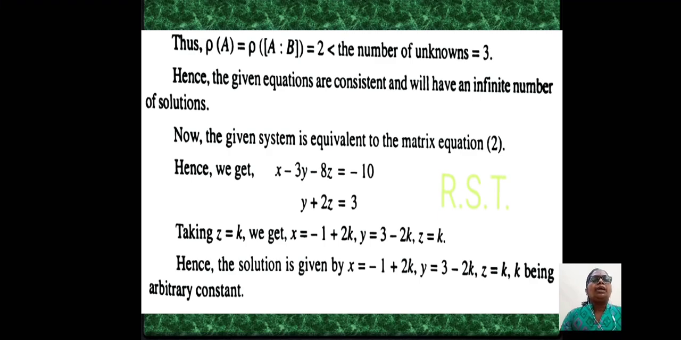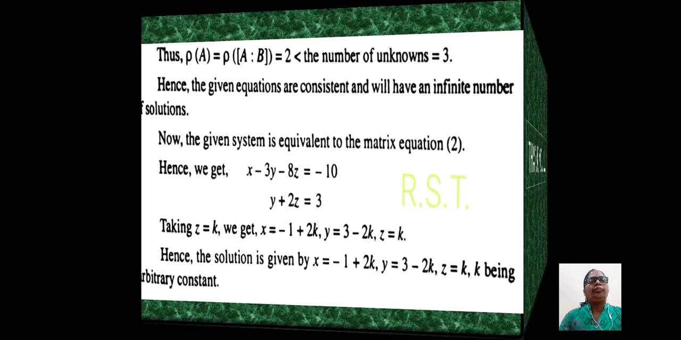Hence, from the above equations, we get x equal to minus 1 plus 2k, y equal to 3 minus 2k, z equal to k. Hence, the solution is given by x equal to minus 1 plus 2k, y equal to 3 minus 2k, z equal to k, where k is an arbitrary constant. Thank you.